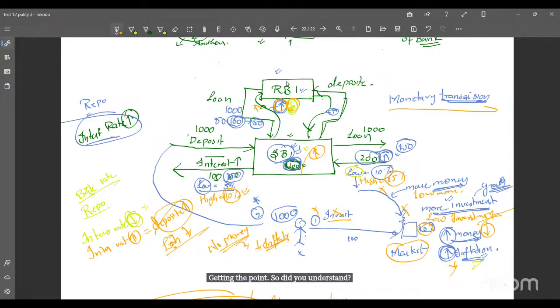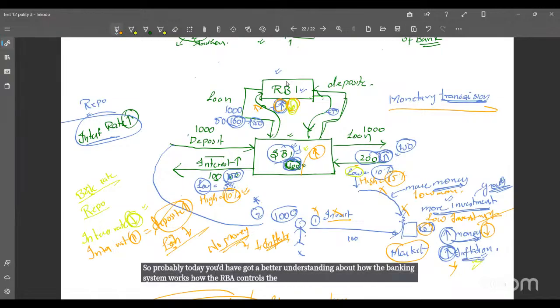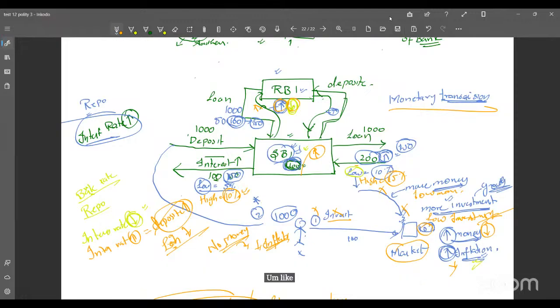So probably today you would have got a better understanding about how the banking system works, how the RBI controls the bank, and all those things, how the deposit works. So அப்படி இருக்க போகும்போது again we will discuss some more aspects with respect to banks. Like we'll take a break of 5 minutes.